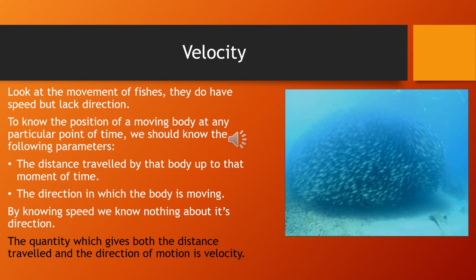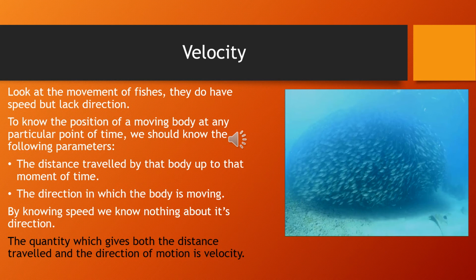Next thing is velocity. Now there is a major question asked by many: why do we need velocity when we already have speed? To understand this, look at the image. The group of fishes inside this sea or water body have some speed, but can you find any direction for them? No, they do not have any direction. They are moving randomly, but they do have a speed.